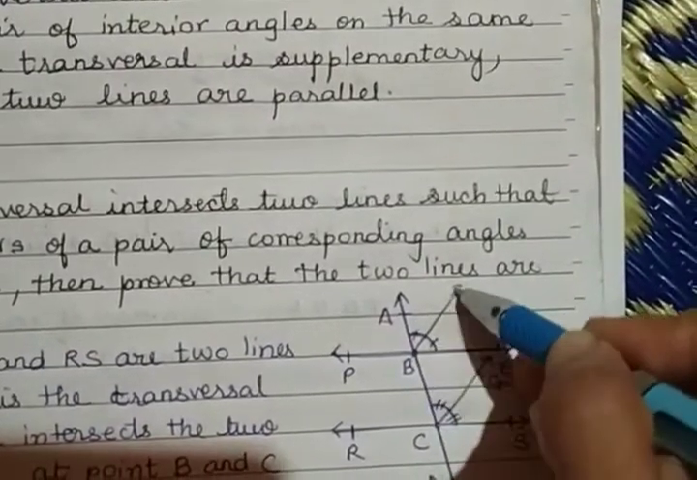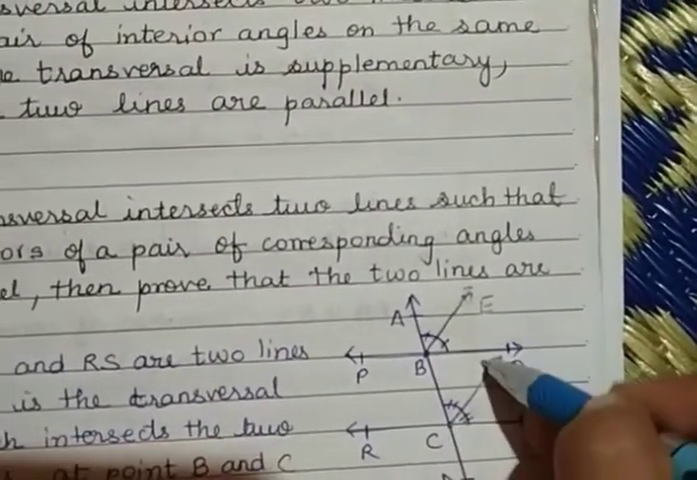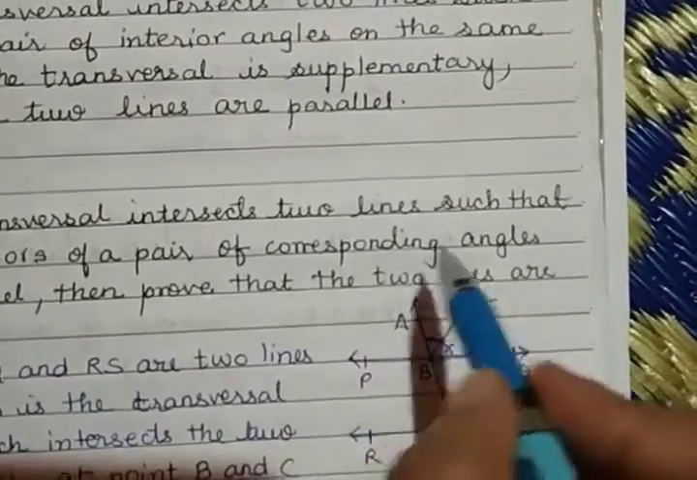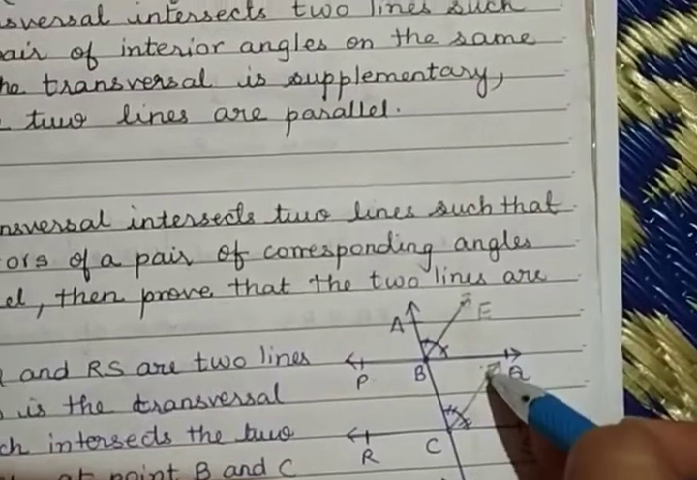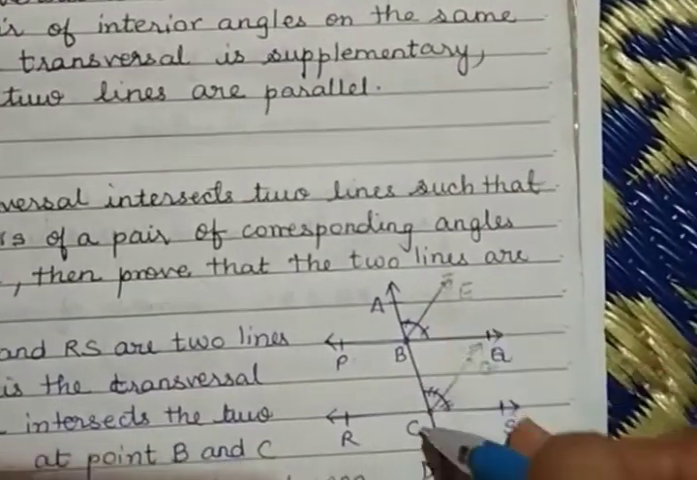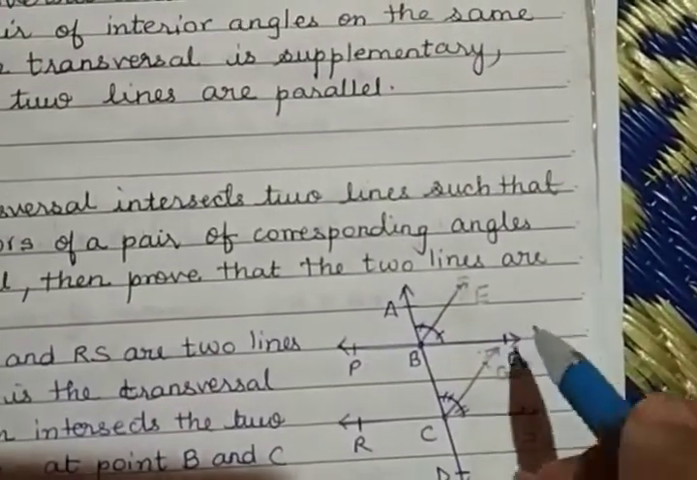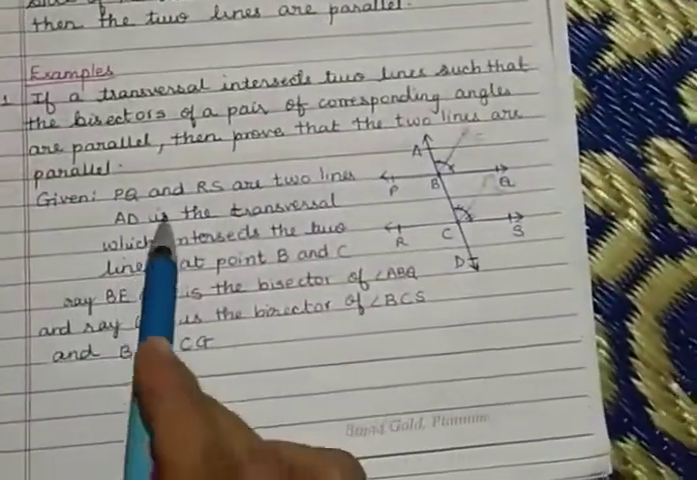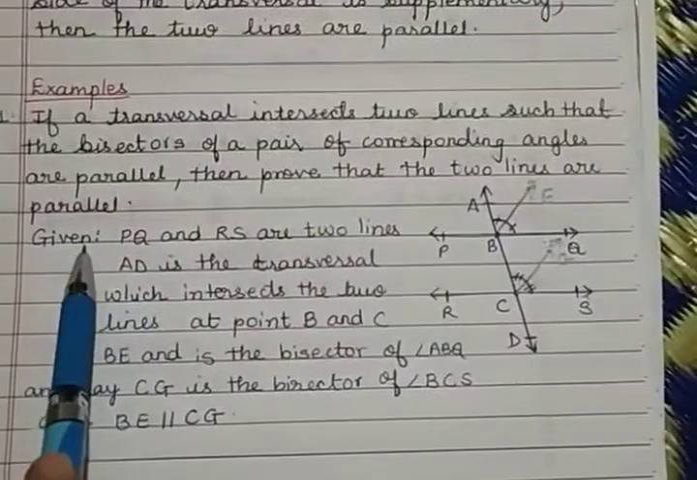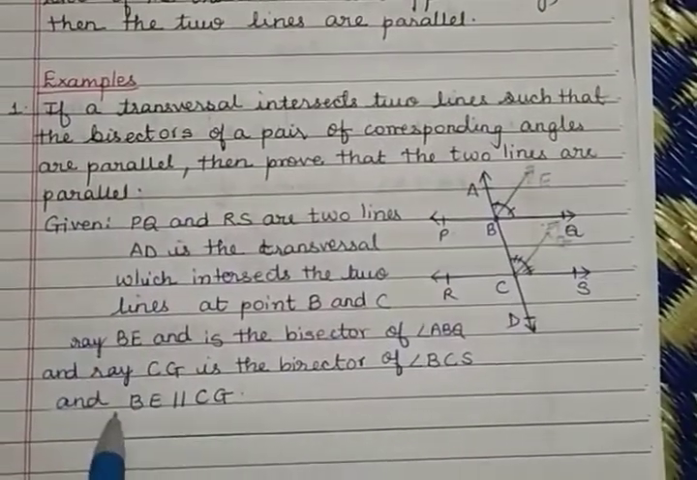So the angle bisectors are this one and this one. And these two angle bisectors are parallel. So BE is parallel to CG. Then we can prove that the lines PQ and RS are parallel. So let us see what is given to us and what we have to prove.